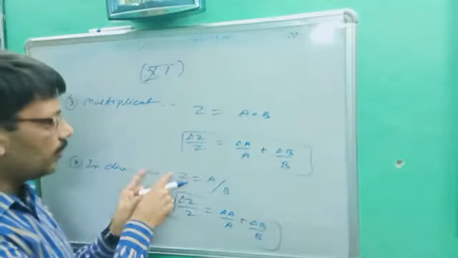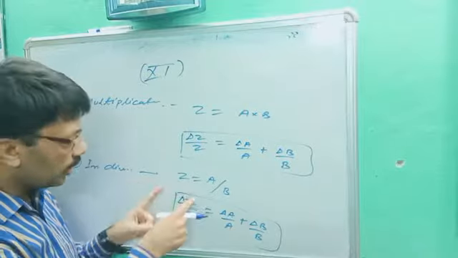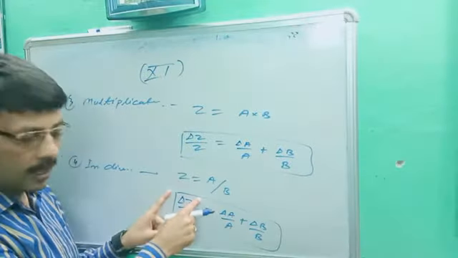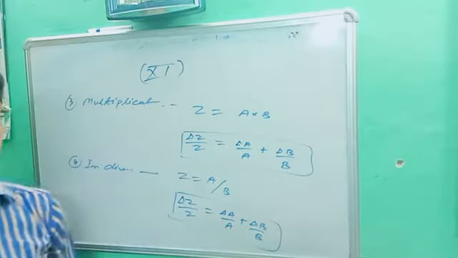Let us suppose any quantity is given. Z is any result of A and B. When you divide A and B, you are getting Z. So there is an error. Del Z upon Z, the error upon Z, is equal to del A upon A plus del B upon B.